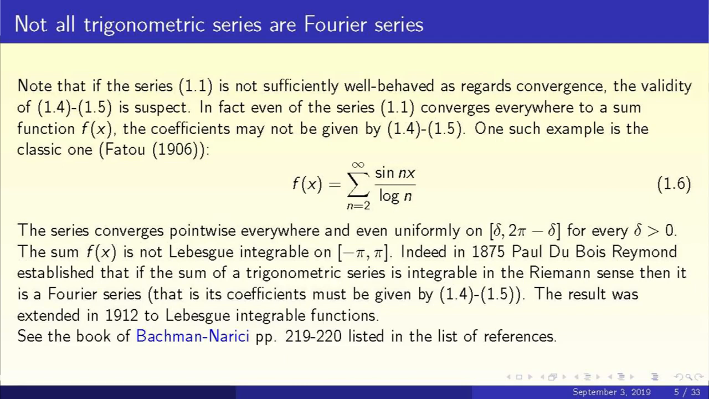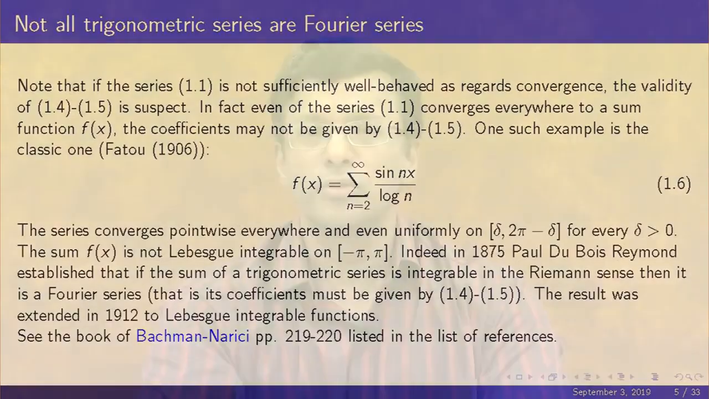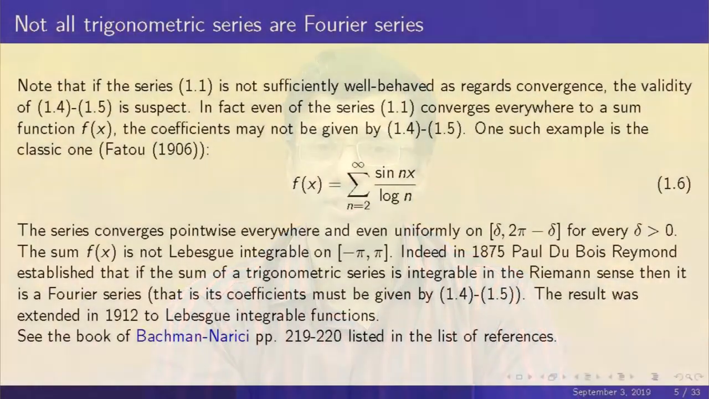The terms are 2 pi periodic. You can work with any interval of length 2 pi. So in this slide, the interval has been taken to be 0 to 2 pi, but that's perfectly fine because everything is 2 pi periodic. The series that is displayed in 1.6 converges for all values of x.